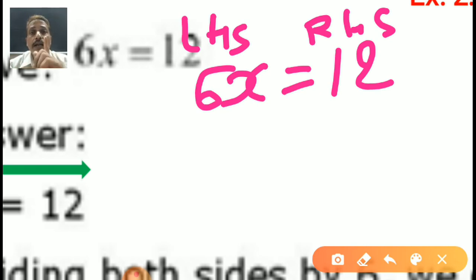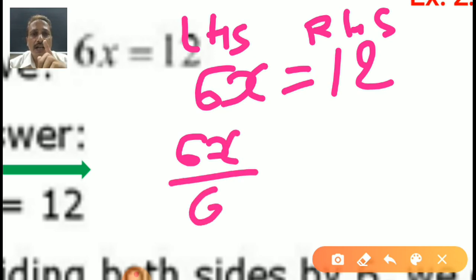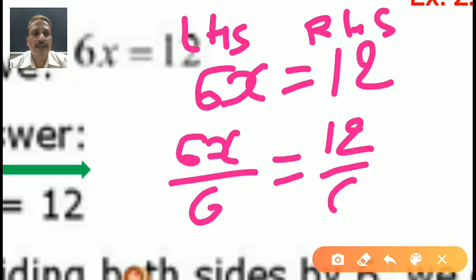Now we multiply or divide with the number. Yes, 6x divided by the same number 6. If I divide the left side with 6, I have to divide the right side also by the same number, 6. Understood? Whatever we do on the left side, we do the same for the right side. This is the second method. Now very simple. Cut this 6: 6 1s are 6. Now here also cut: 6 2s are 12.